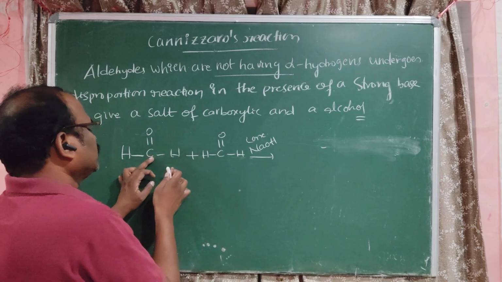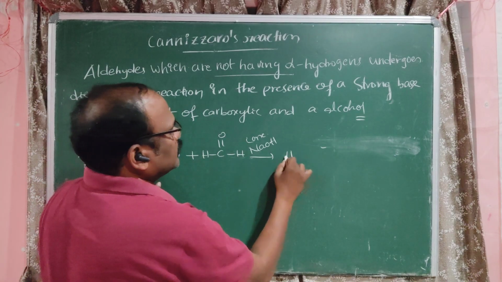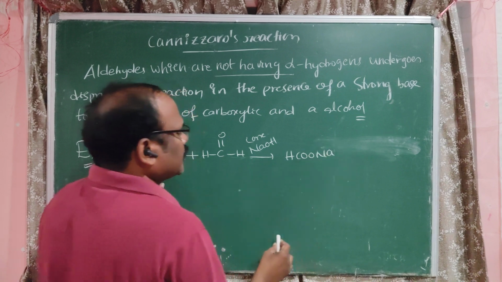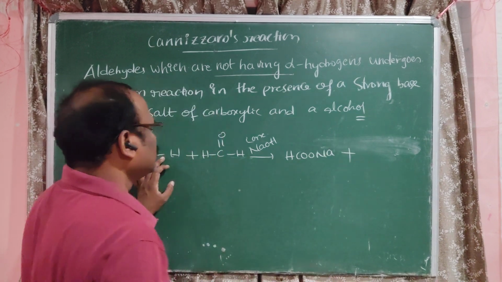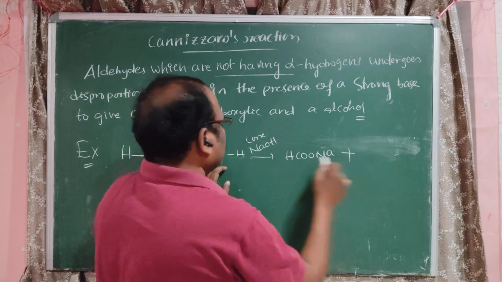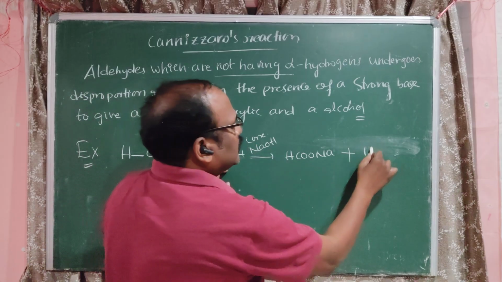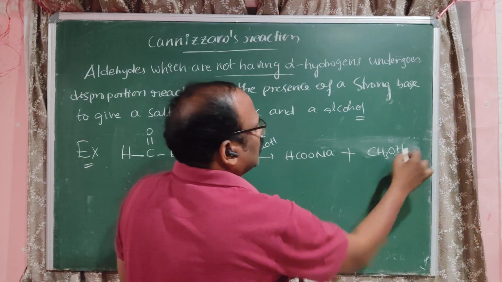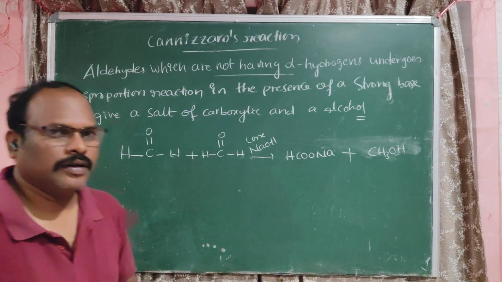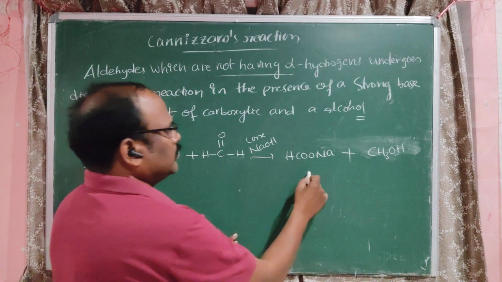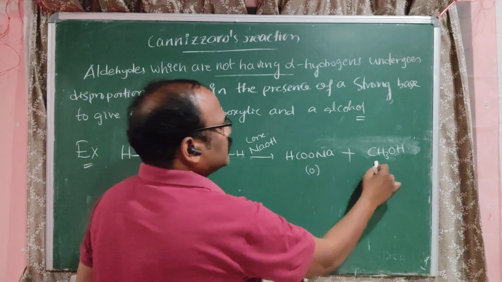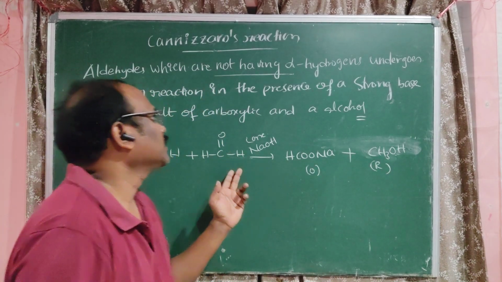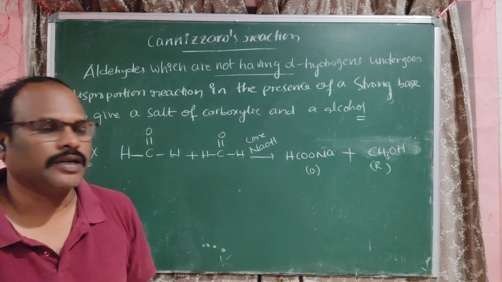Addition of oxygen taking place here, HCOONa. It is the oxidized product, and another one undergoes reduction. Addition of hydrogens taking place here, CH3OH. Alcohol is the reduced product. Here it is the oxidized product, and here the reduced product. Both reactions taking place in the same reaction is called a disproportionation reaction.